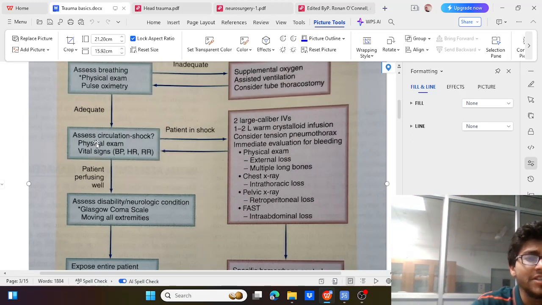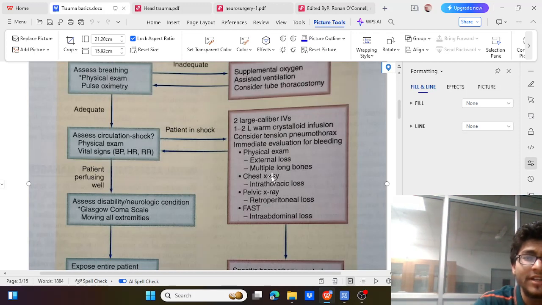Then we'll check for circulation, whether the patient is in shock. So we'll check his pulse, BP and respiratory rate. And if the patient is in shock, we'll secure two large caliber IV cannulas and give him a fluid challenge, that is 1 to 2 liters of warm crystalloid, and start assessing where he is bleeding.